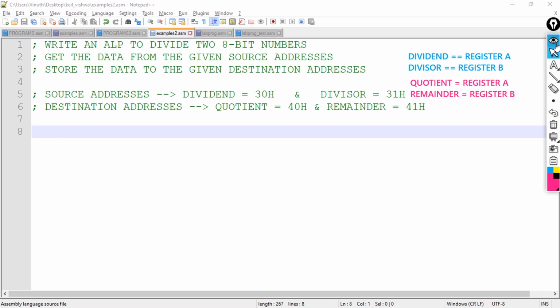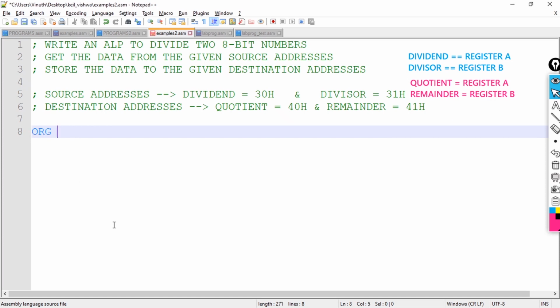So my dividend will be located at register A, and the divisor should be loaded at register B. Once the execution is completed, the quotient will be located at register A, and the remainder is located at register B. So let us write the program. How do we actually do the division operation?